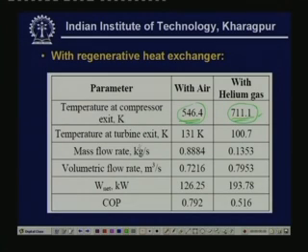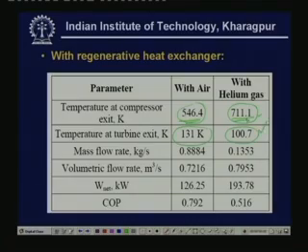Okay. Next is temperature at turbine exit. Temperature at turbine exit with air is found to be 131 Kelvin and with helium gas it is found to be 100.7 Kelvin. Okay. So, the high specific heat ratio is advantageous here, because for the same inlet temperatures you get a lower turbine exit temperature with helium gas. Okay. So, this is an advantage.